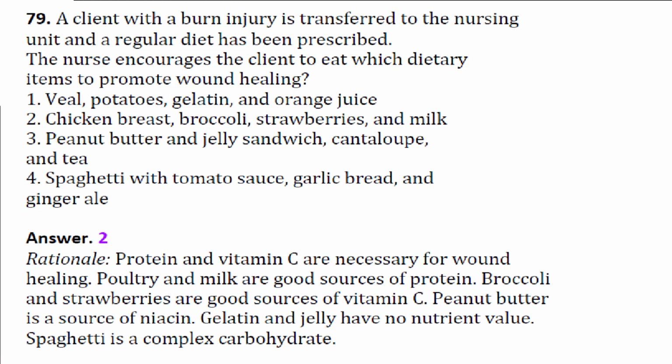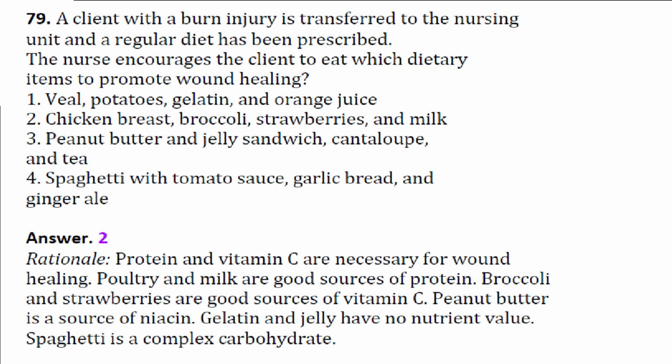79. A client with a burn injury is transferred to the nursing unit and a regular diet has been prescribed. The nurse encourages the client to eat which dietary items to promote wound healing? 1. Veal, potatoes, gelatin, and orange juice. 2. Chicken breast, broccoli, strawberries, and milk. 3. Peanut butter and jelly sandwich, cantaloupe, and tea. 4. Spaghetti with tomato sauce, garlic bread, and ginger ale.